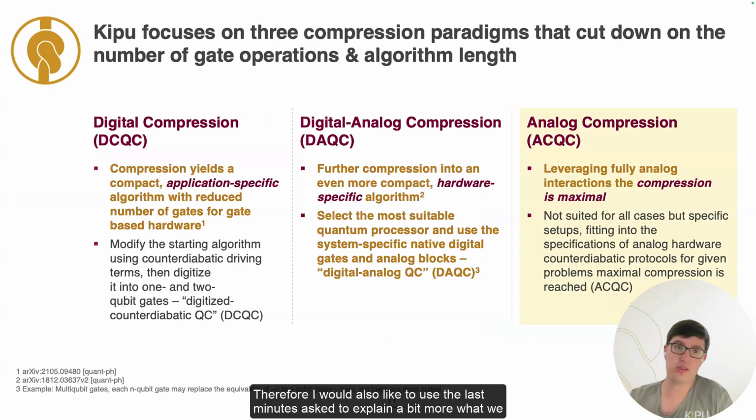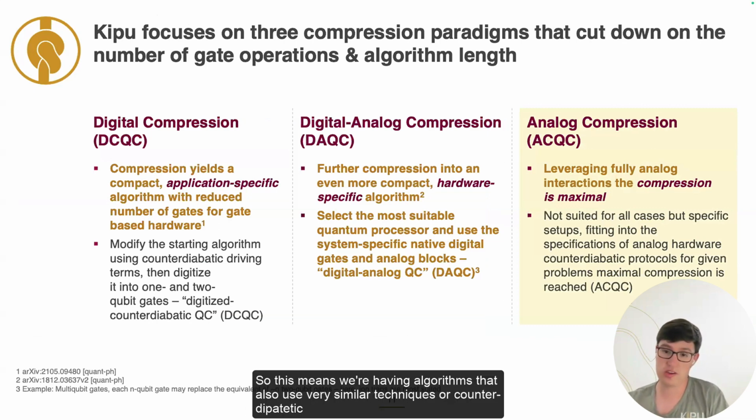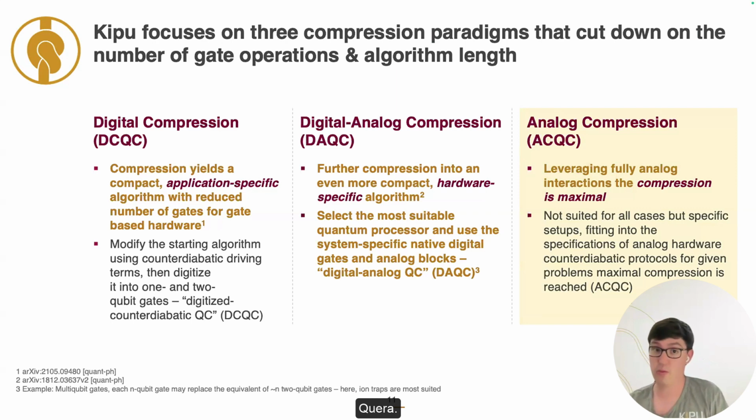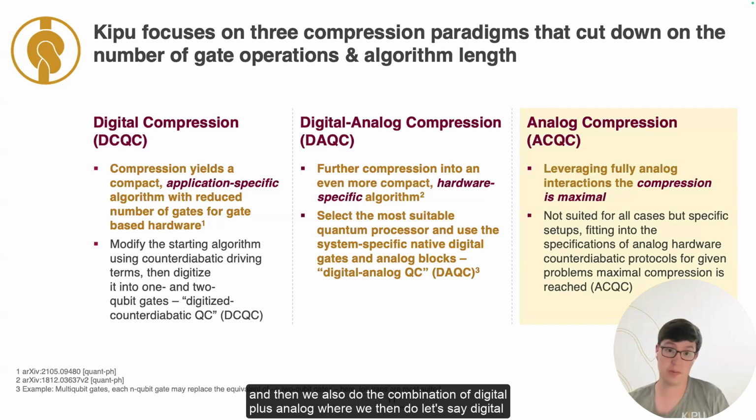Before that, I would also like to use the last minutes I have to explain a bit more what we do in addition. So we are also working on digital compression. This means we have algorithms that use very similar techniques, so counterdiabatic terms, to compress digital systems that we then also make application specific. And we are looking really forward to also exploring our algorithms on the new digital hardware of QuEra. What we have now explained to you was the analog compression, where we combine analog blocks. And then we also do the combination of digital plus analog, where we combine digital gates plus analog blocks. So we combine the best of both worlds.